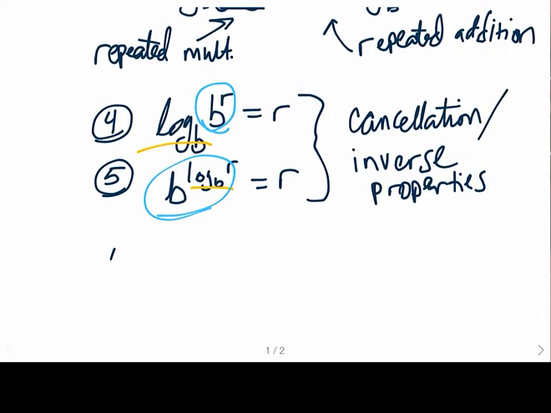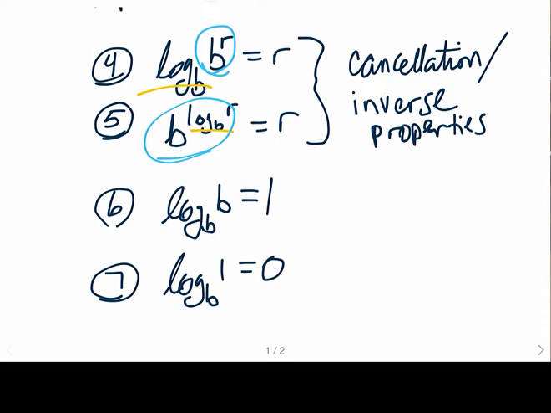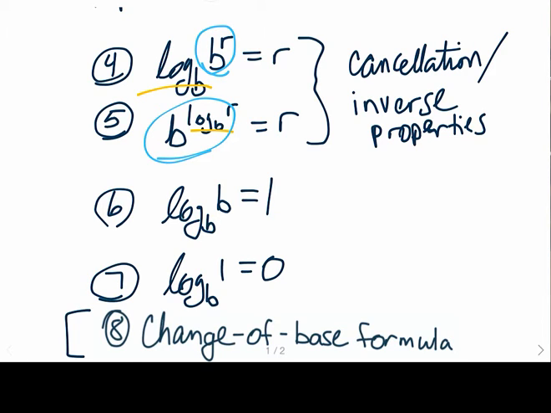What I will call property number 6 is log base b of b is equal to 1. The exponent that gives you the base that you started with is a 1. And number 7, log base b of 1 is equal to 0. Because 0 is the exponent that gives a base a value of 1. Leave space on your paper for one more. To finish all this off, there's something called the change of base formula, and we'll get to that later. First, I want to show you how these properties work.